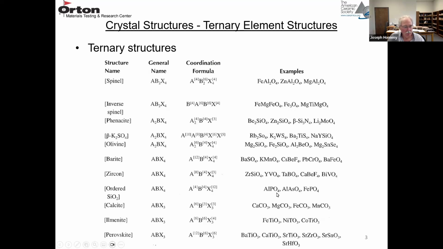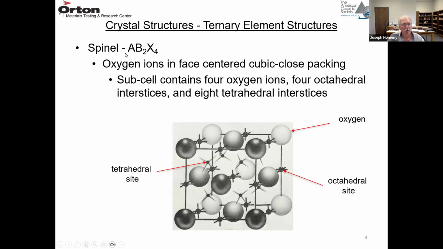Silica is a refractory material. Calcite, the carbonates of calcium and magnesium, are basically a solid solution, dolomite, and they're heat treated and produce the dolomite oxide type material. So we'll go over some of these different materials that are more important in refractories. The first one is spinel, AB2X4.